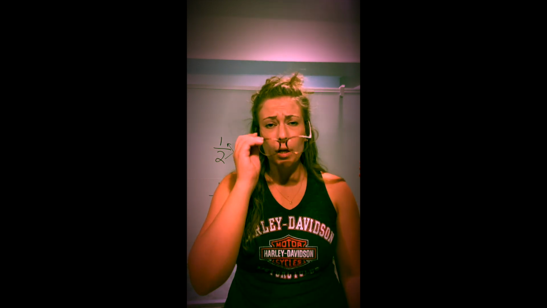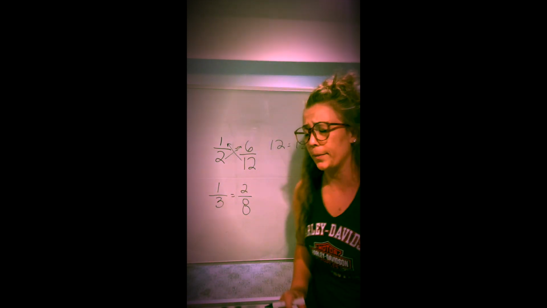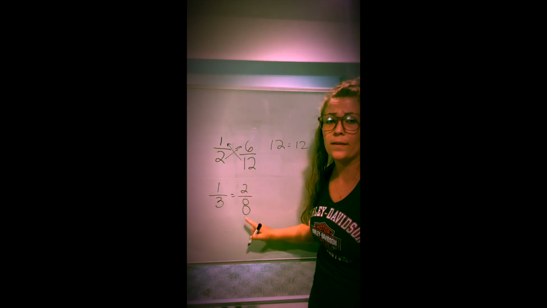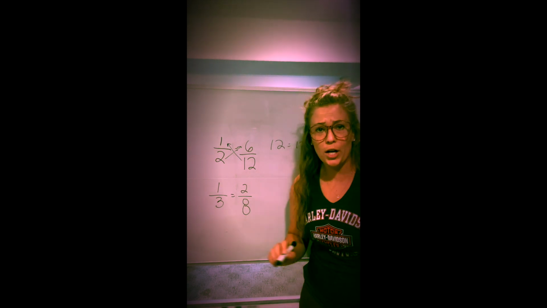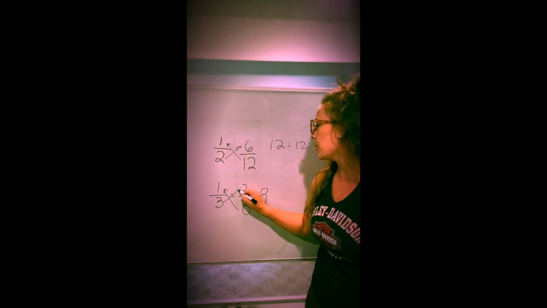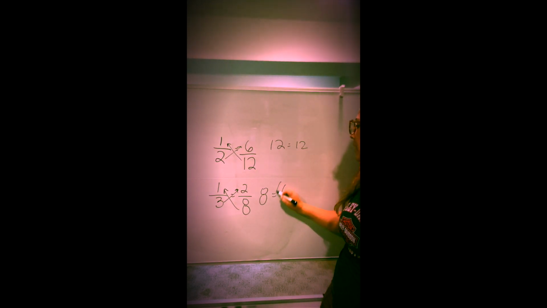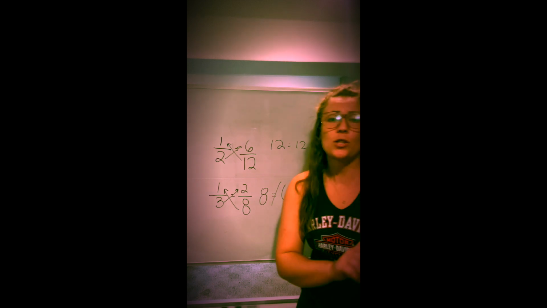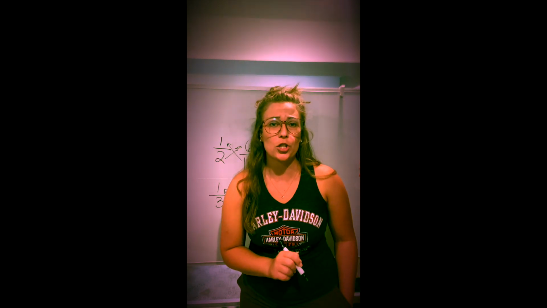Very good. Now let's go ahead and take a look at this next one. 1/3 to 2/8. Is that proportional? Let's check. Go ahead and cross multiply. 1 times 8 is 8. 3 times 2 is 6. They do not equal each other. So that is not a proportional relationship. You need to stay away from those sort of relationships. Surround yourself with proportional ones.